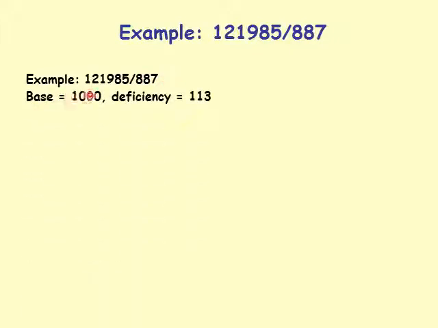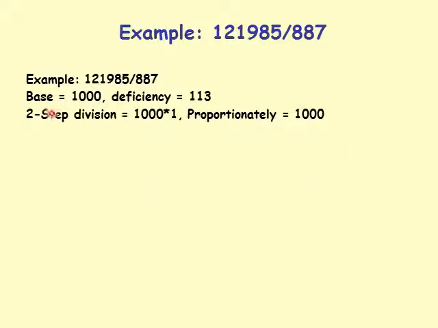Let's do this example here. 121,985 divided by 887. Let us continue. So the example is 121985 divided by 887. We would use a base number of 1000, which is more than 887, close to 887, and slightly larger. The deficiency is 113. 113 is the deficiency of the number 887 from the base number 1000.